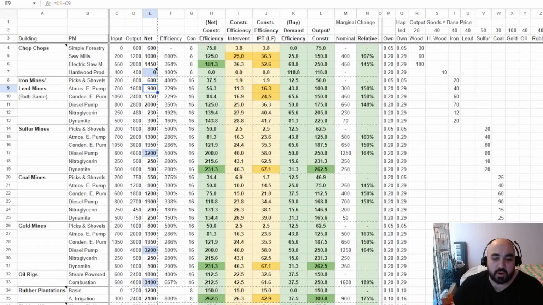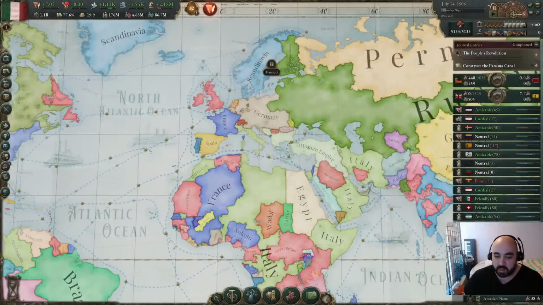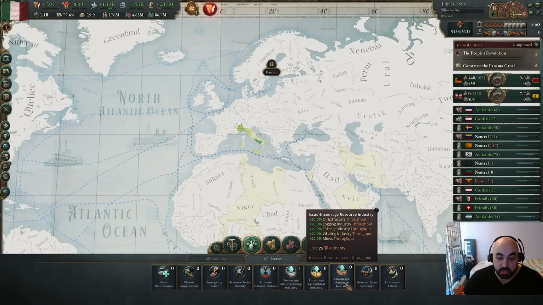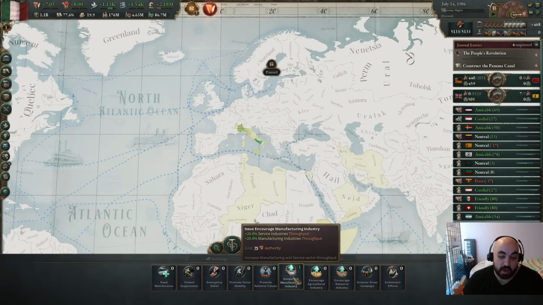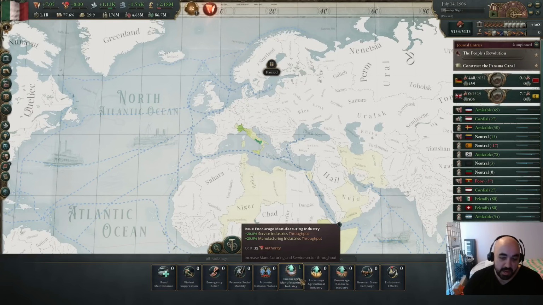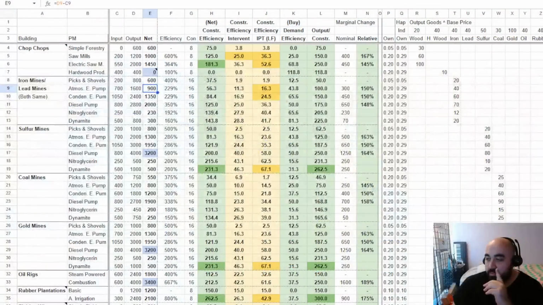Something important to note about throughput, just really quick touching on it, is you can create 20% throughput on the resource industries with encouraged resource industry. And you can create 20% throughput on encouraged manufacturing. Generally, this one will be best in the early game because resources are the best in the early game. And as the game goes on, encouraged manufacturing will be better because it will apply to more buildings, just adding some extra throughput. So back into the browser and back into the summary.